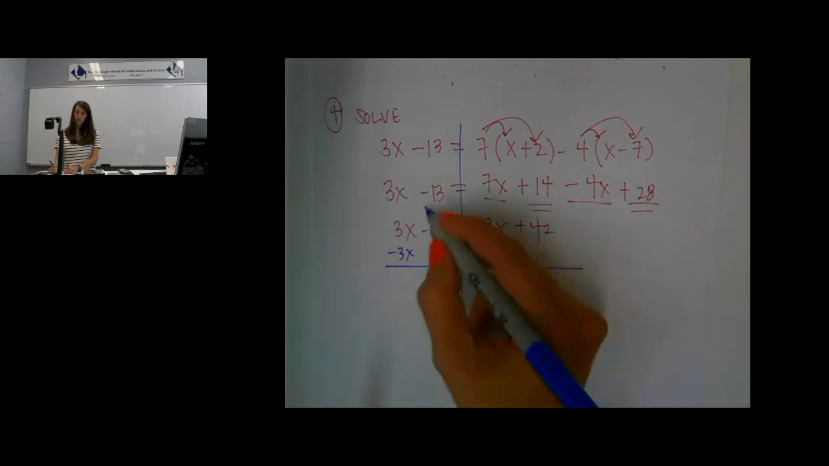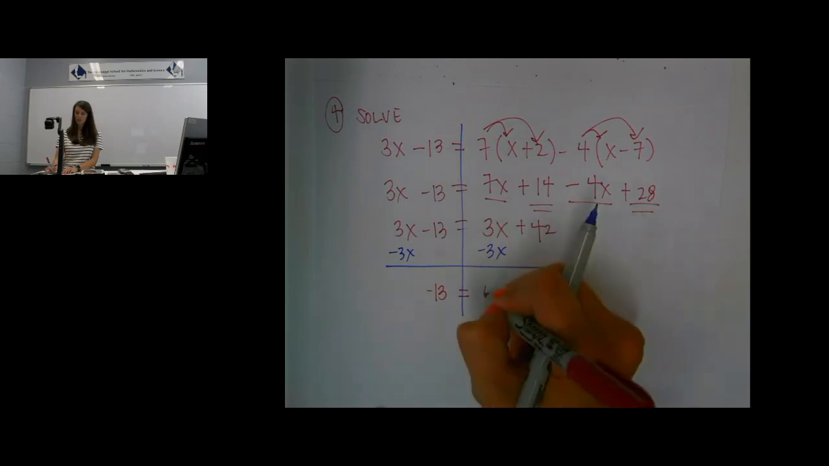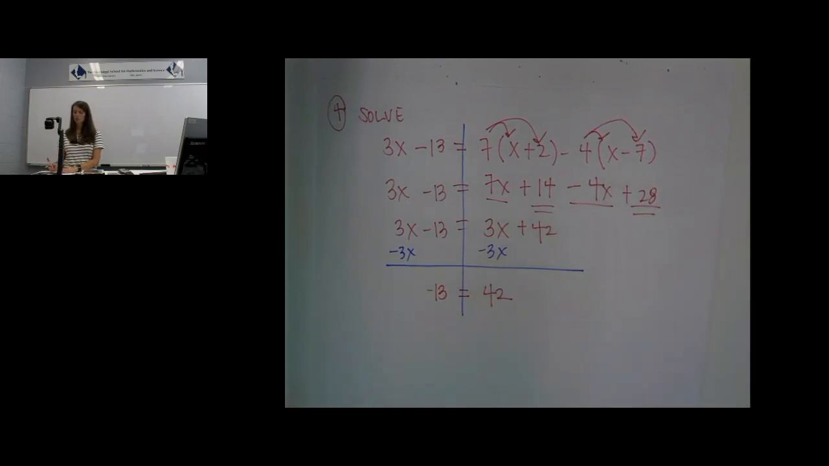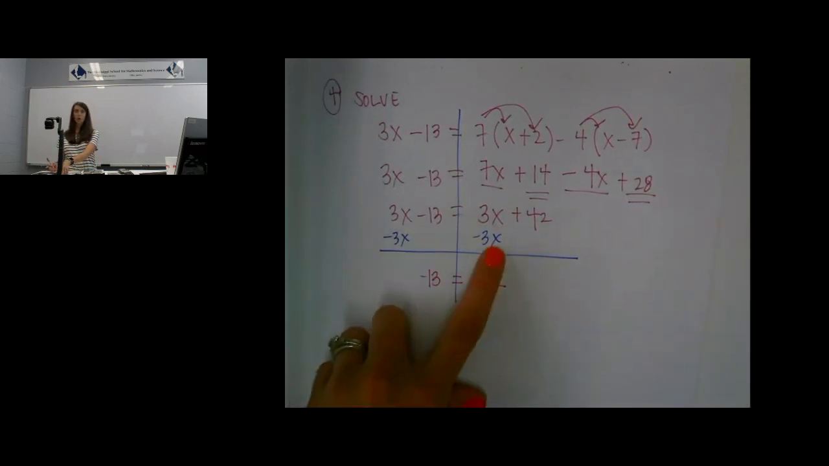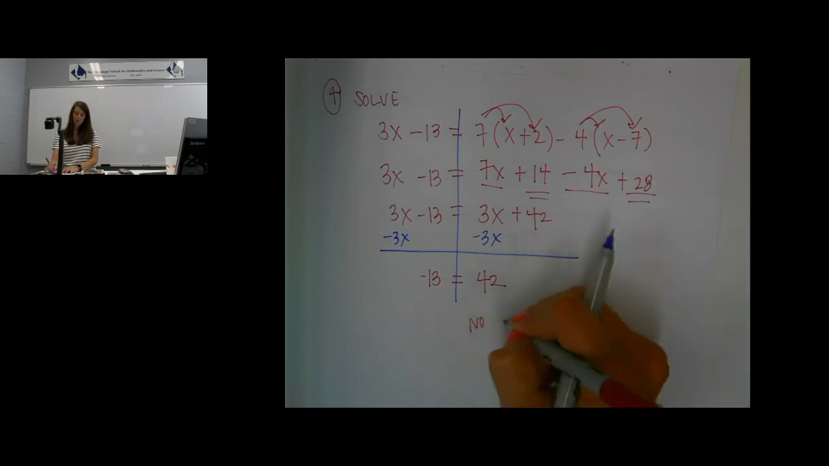When I do that, my variable goes away. So I'm going to be left with a negative 13 is equal to a 42 because my variable goes away there, right? It's going to be left with a 0x, but 0 times anything is just a 0, so it just goes away. So negative 13 is equal to a 42. Is that true? That's not true. So here, this is going to be a no solution.